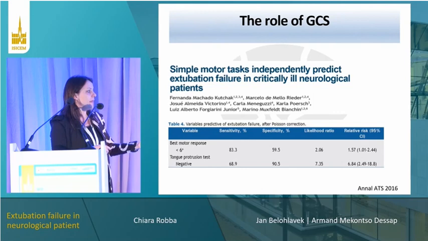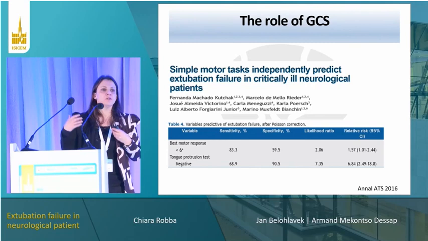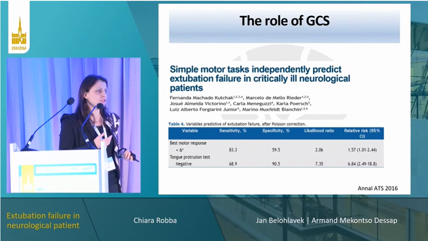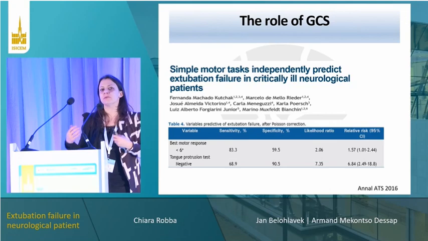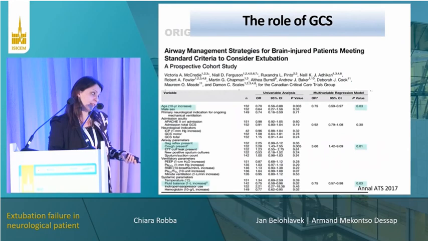Now, from these and other studies, you probably know that there is the magic number that has been proposed about the GCS, which is the 8. So everybody thinks that if the GCS is below 8, the patient can't be extubated. If it is above 8, the patient can be extubated. Yeah, unfortunately, it's not that easy, because there is not a magic number like for everything.